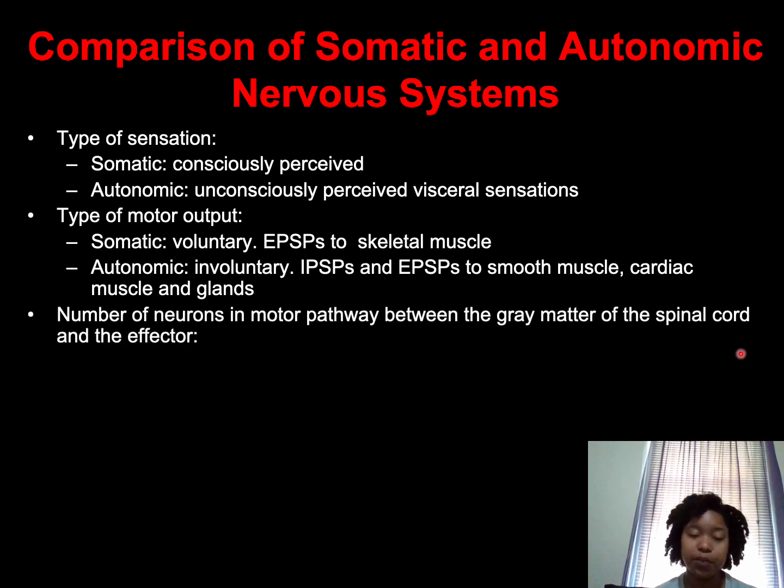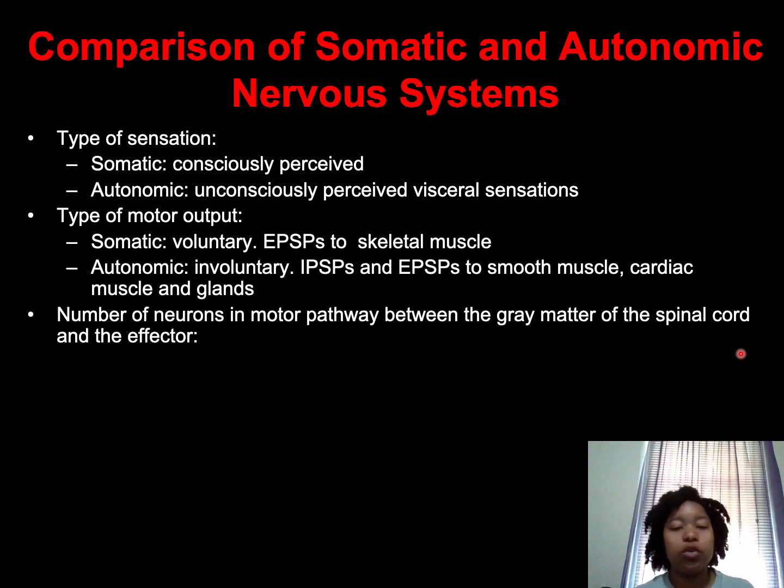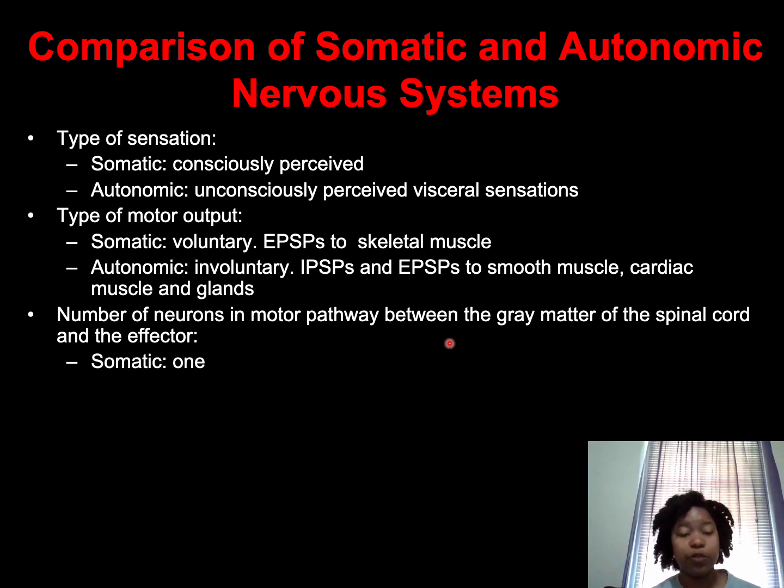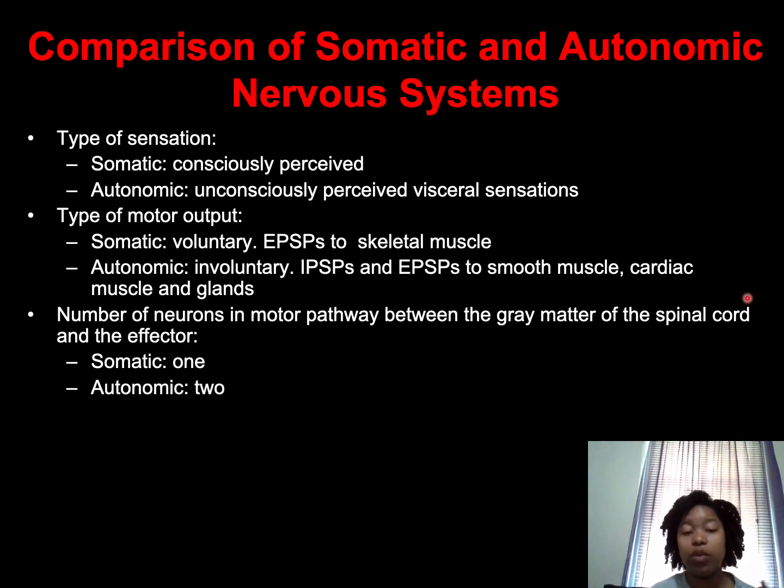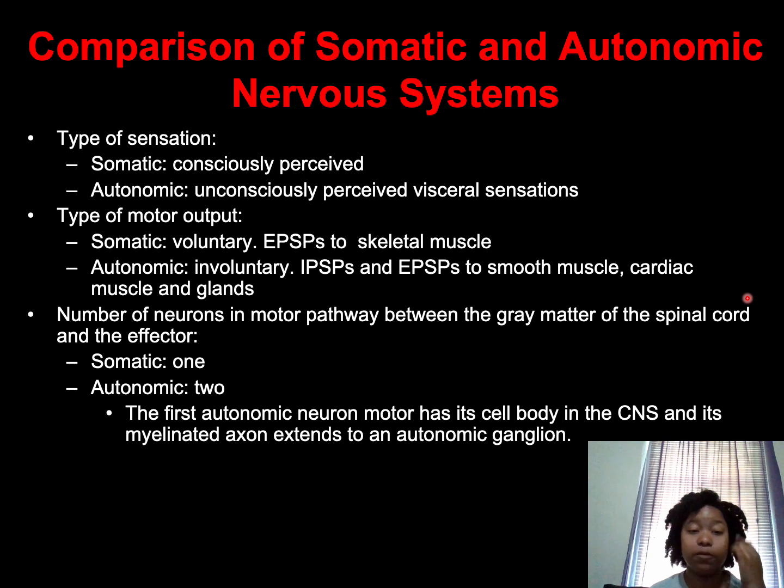The number of neurons in the motor pathway between the gray matter of the spinal cord and effectors will matter here. In somatic, it's just one neuron that's going to send that information out. But in the autonomic, it's two. And that's what we discussed a while back. If you go back in the presentations, you'll see where we talked about that.